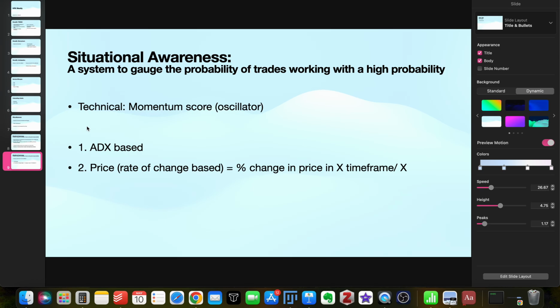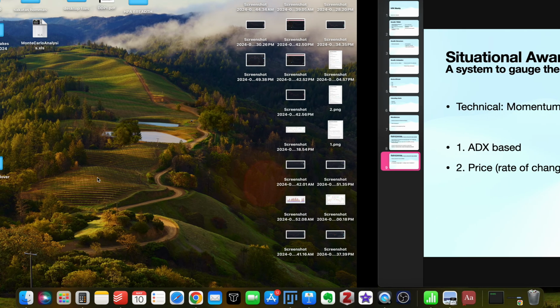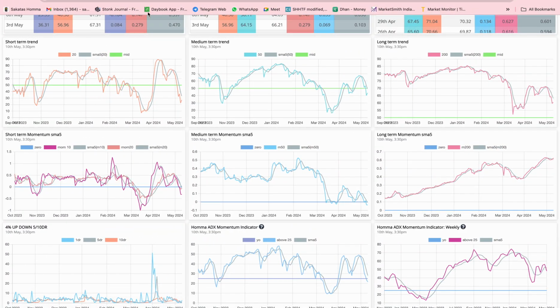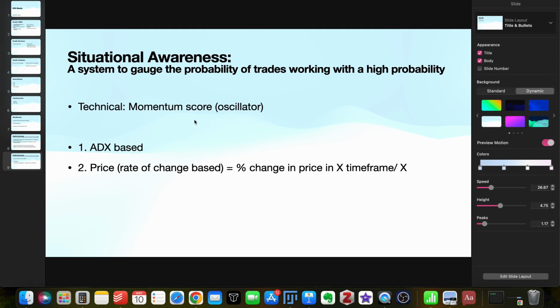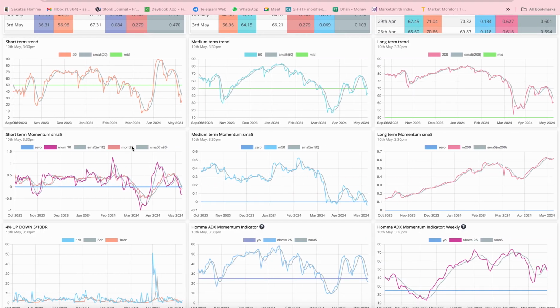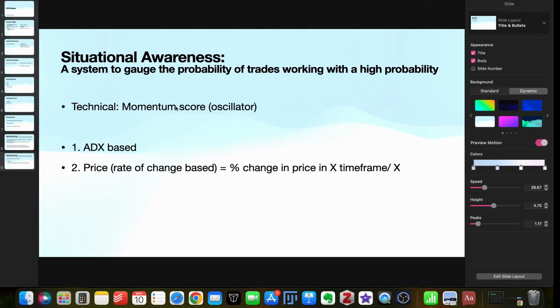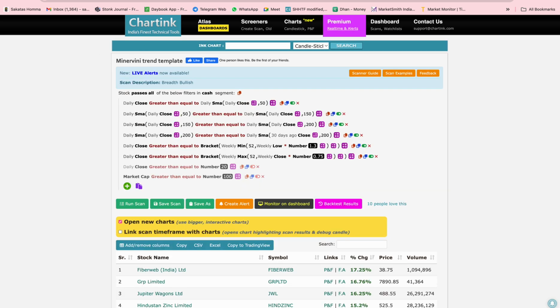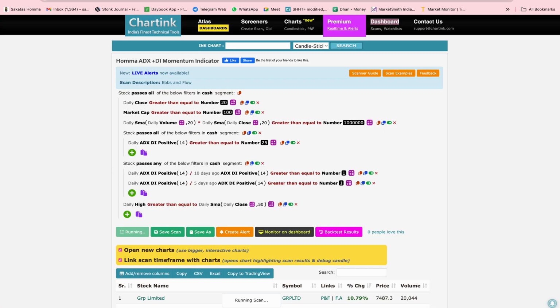Before going there, I would like to quickly show first how you can really gauge the market changing its direction. This is not an exhaustive thing, but let's first discuss the ADX based momentum, this one. For this, I have two things. One is available as a scanner, and that scanner is here, right?